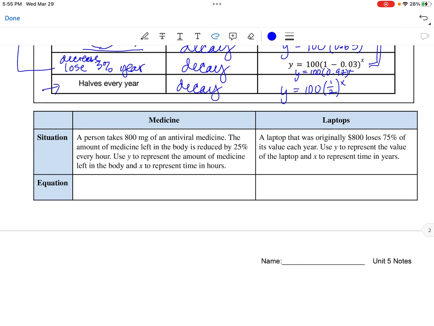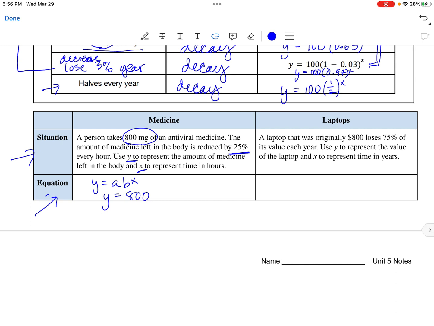Okay, last thing. We have a situation and we need to write an equation. Let's see if we can do that. A person takes 800 milligrams of an antiviral medicine. The amount of medicine left in the body is reduced by 25% every hour. Y is going to represent the amount of medicine, and X is going to represent the time in hours. Again, we're going to use our same basic equation, y equals A times B to the x. So A is our initial amount, the initial amount of medicine in the body.